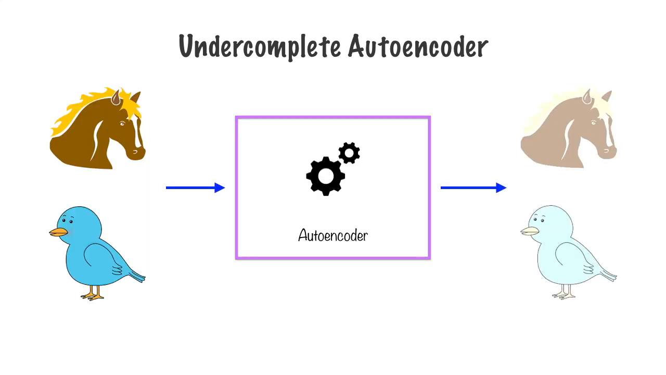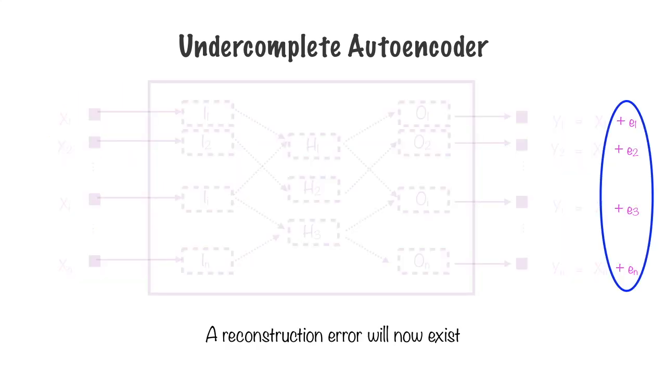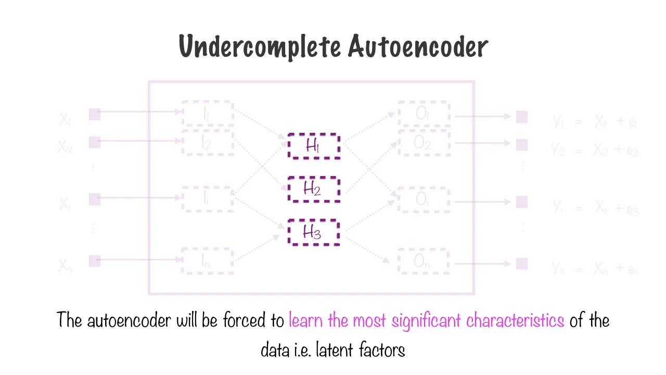You can visualize the example that we saw earlier. We fed in a horse and a bird, and it tries to reconstruct a horse and a bird, but doesn't succeed completely. There is something lacking, there is an error in the output. This error is called a reconstruction error. When we train this autoencoder neural network, we will try and minimize this reconstruction error. This will force the autoencoder to learn the most significant characteristics of the underlying data. It will be forced to look at the latent features. The most important features are the ones that will help the autoencoder mimic the input as closely as possible.